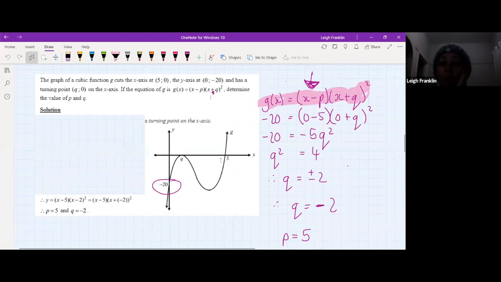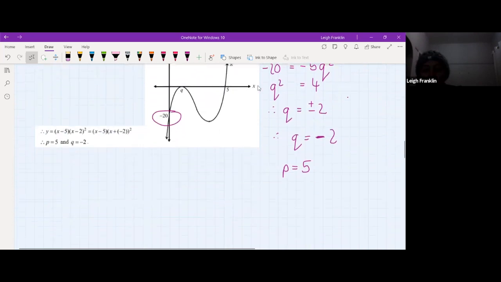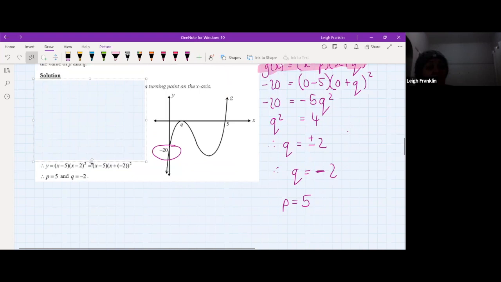Remember, what we want to do is take that bracket and make it equal to 0 in order to find the x-intercept. We have to have x minus 2 equals 0 in order to get x is equal to 2. All right, so yes, q is equal to negative 2 and p is equal to 5. Does that make sense to everybody?